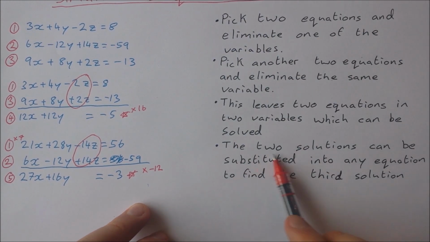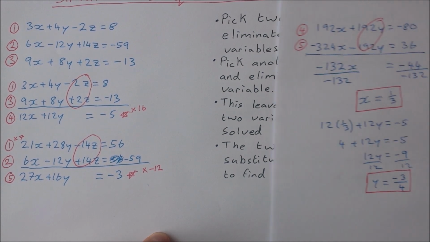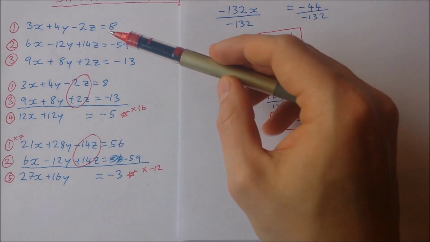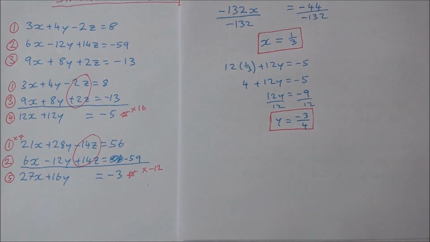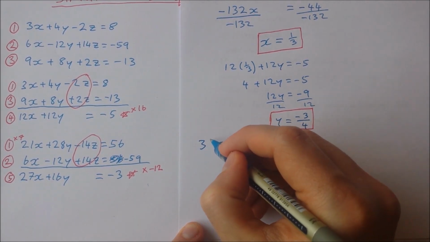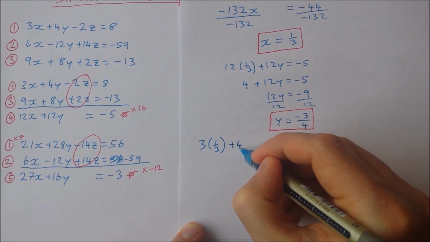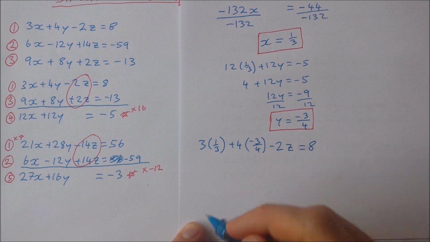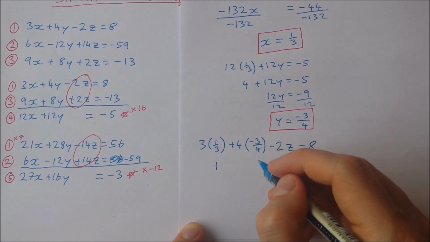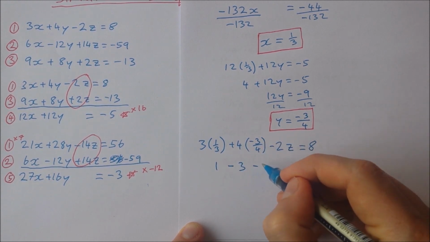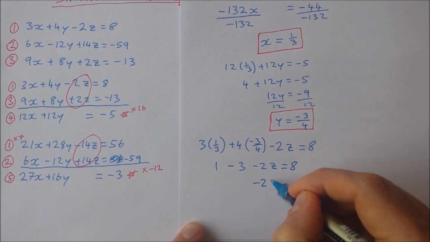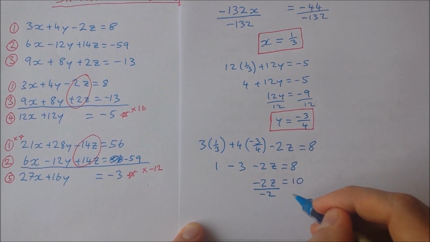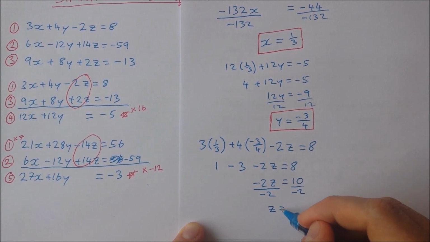The last step is the two solutions can be substituted into any equation to find the third solution. So I can put these into any of my equations at all. The equation that I'm going to put them into is this one here, 3x plus 4y minus 2z equals 8. So that's 3 times a third plus 4 times minus 3/4 minus 2z equals 8. Okay, 3 times a third is 1. 4 times minus 3/4 is minus 3. Minus 2z equals 8. So minus 2z equals 8 plus 3 minus 1, which is 10. Divide both sides by minus 2 to get z equals minus 5.